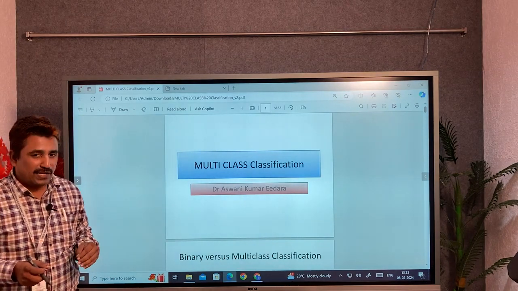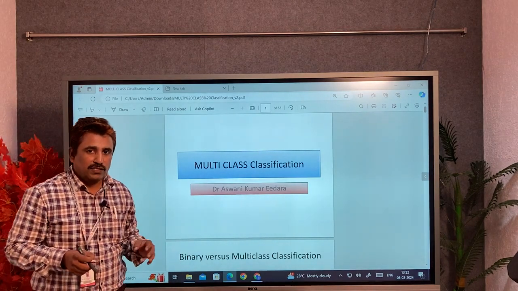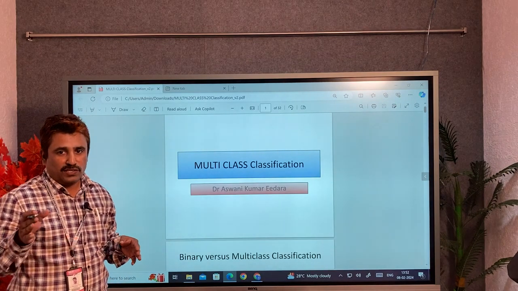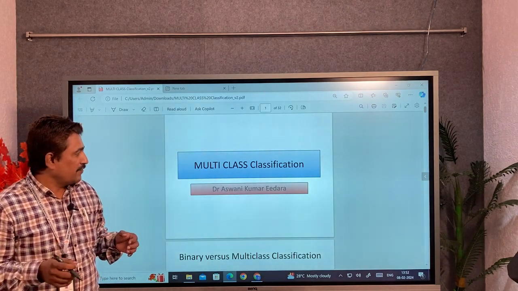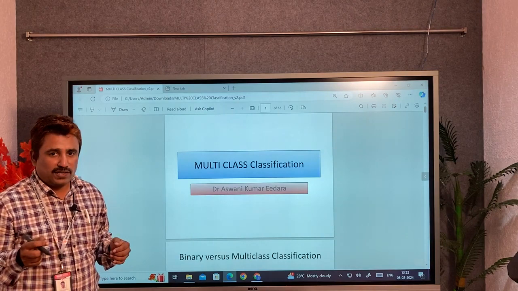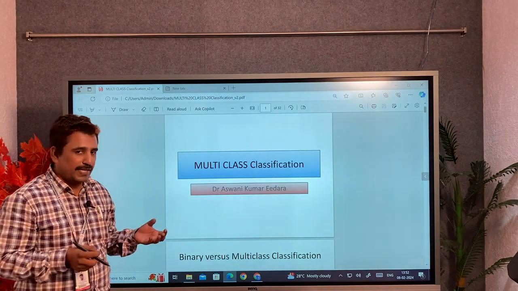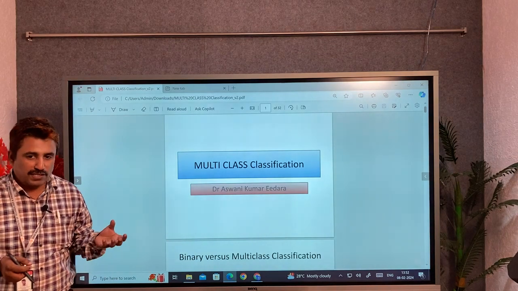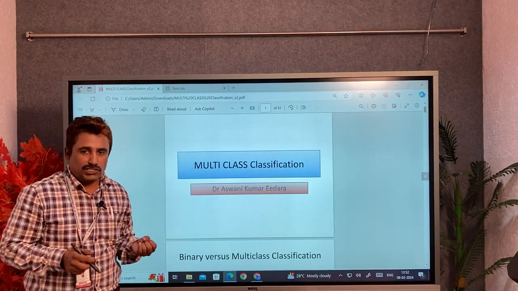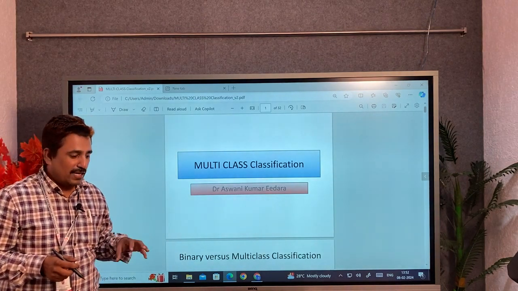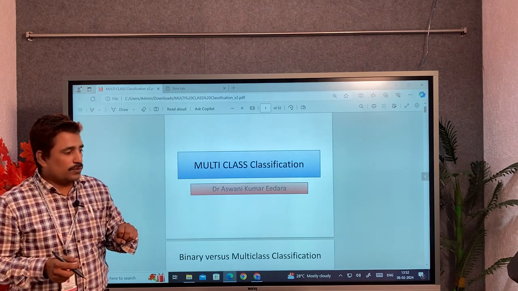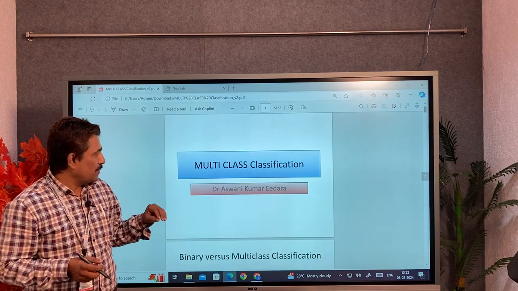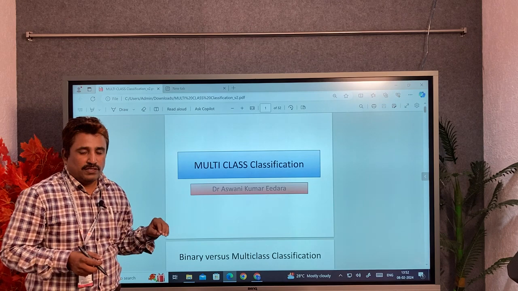Whereas a multi-class classification is that, given the training data set, the target variable can take different classes. For example, if you take a basket of fruits, it may contain three different fruits like orange, apple, banana. There are three classes. So in that case we have to use multi-class classification, right?